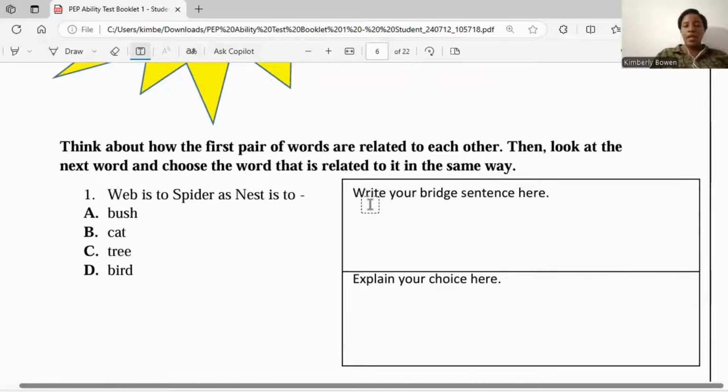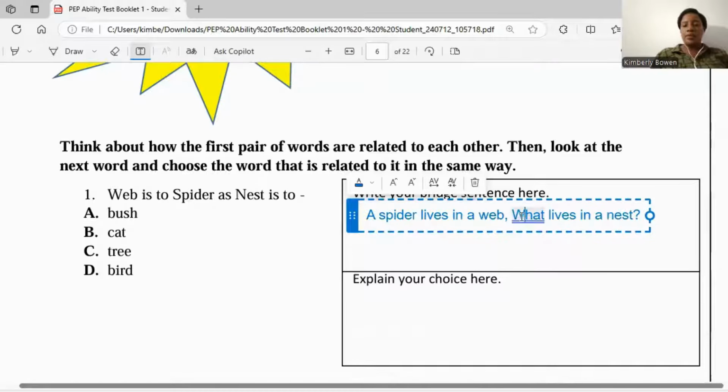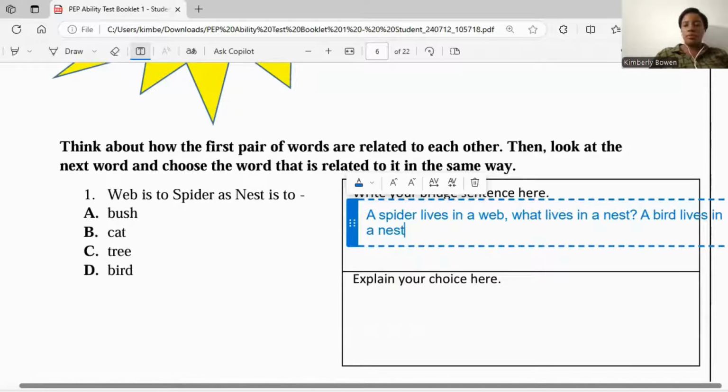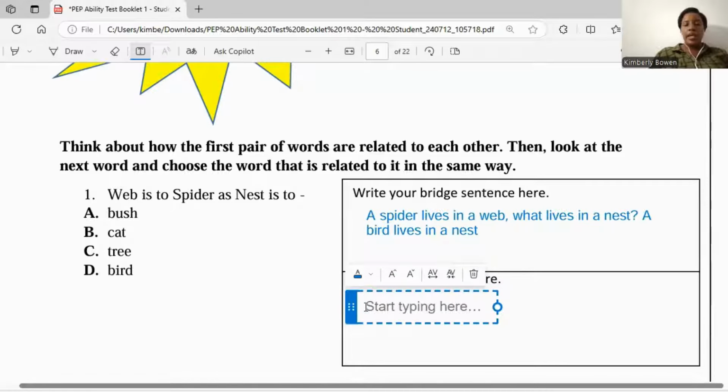A spider lives in a web, so we're going to write our bridge sentence now. A spider lives in a web. What lives in a nest? What animal lives in a nest? If you said a bird, then you are correct. All right, there you have it. That's our bridge sentence. So let's now write our explanation.